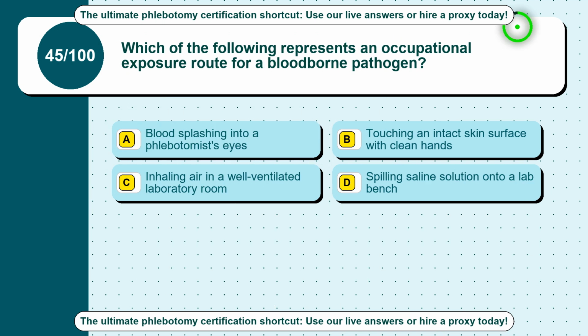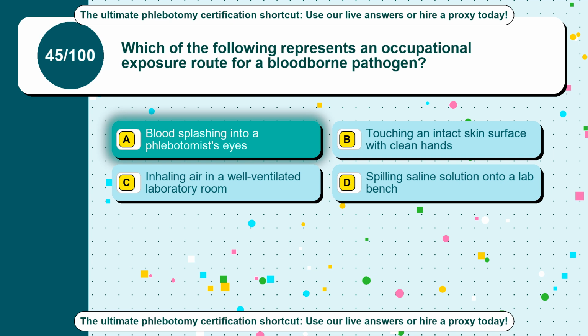Question 45. Which of the following represents an occupational exposure route for a blood-borne pathogen? Option A, blood splashing into a phlebotomist's eyes. Option B, touching an intact skin surface with clean hands. Option C, inhaling air in a well-ventilated laboratory room. Option D, spilling saline solution onto a lab bench. The correct answer is option A, blood splashing into a phlebotomist's eyes.